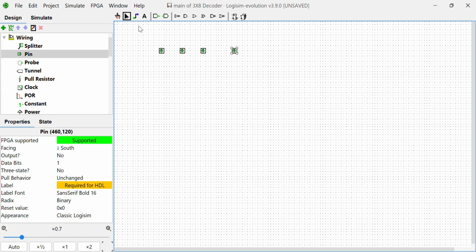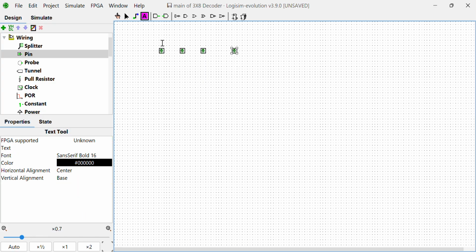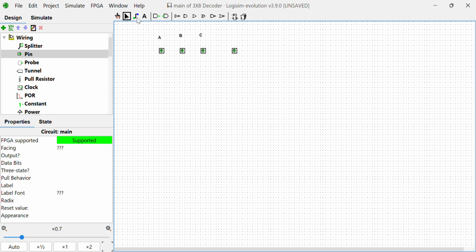And then 1 enabler. So we just name them. So we represent the first one with A, and then the second one with B, and then the third one with C. And then the enabler as well, we represent it with E.